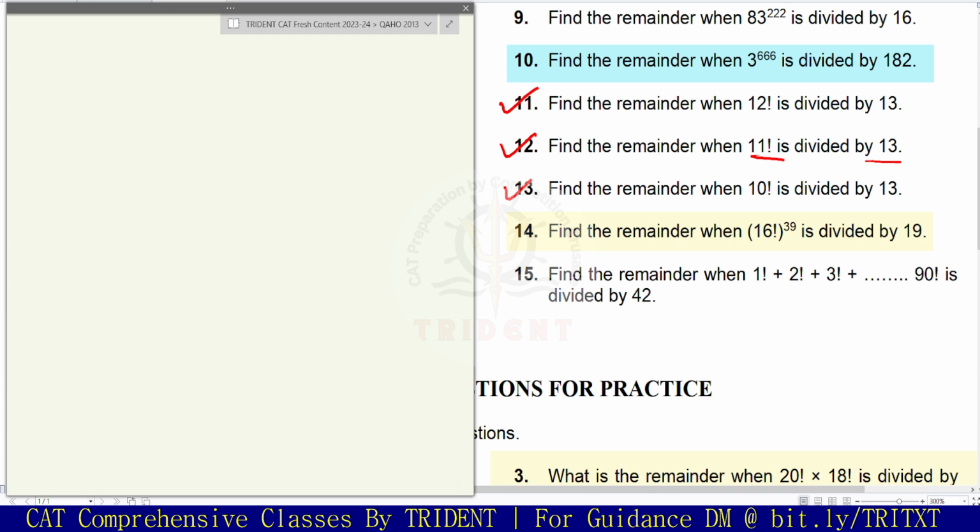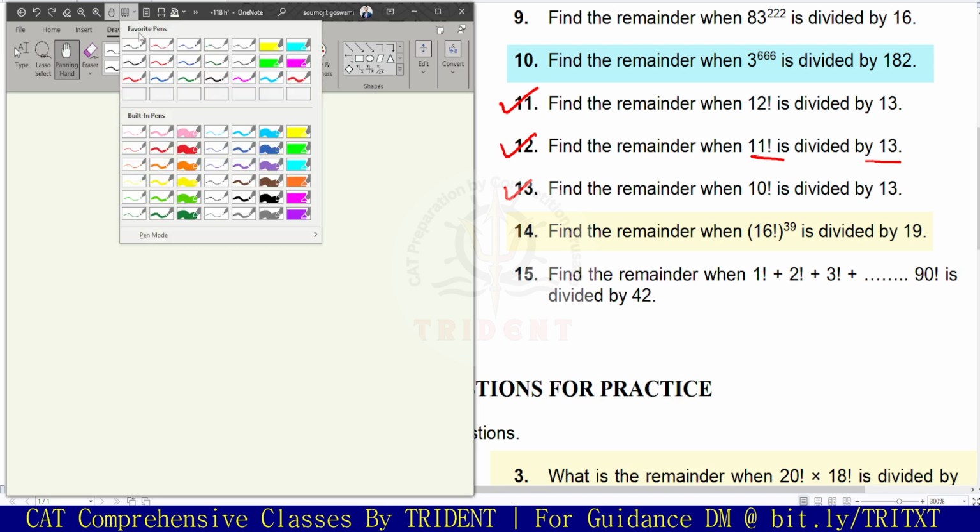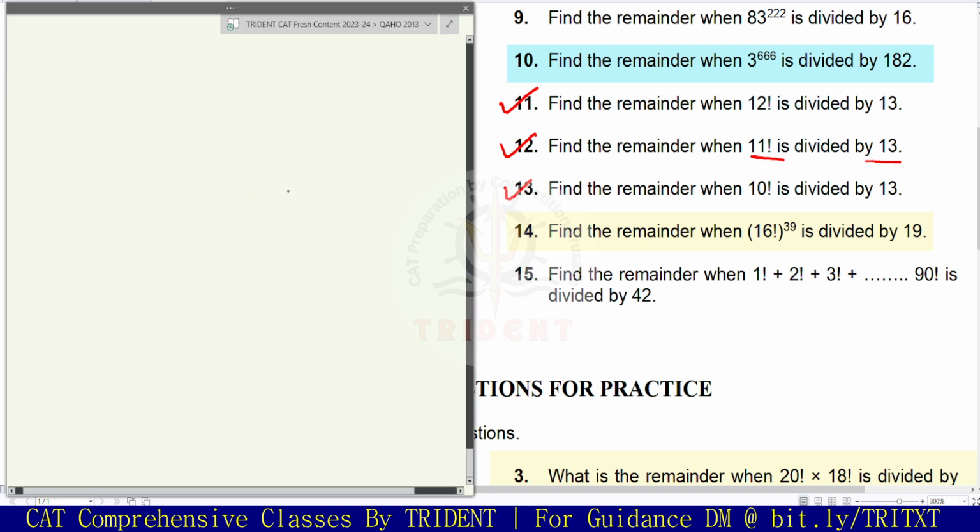Anyways, let's look into the 14th question. The question says: find the remainder when 16 factorial raised to the power 39, raised to the power 30, is divided by 19. Now this one is an interesting question. There is something that we can actually do with this thing.